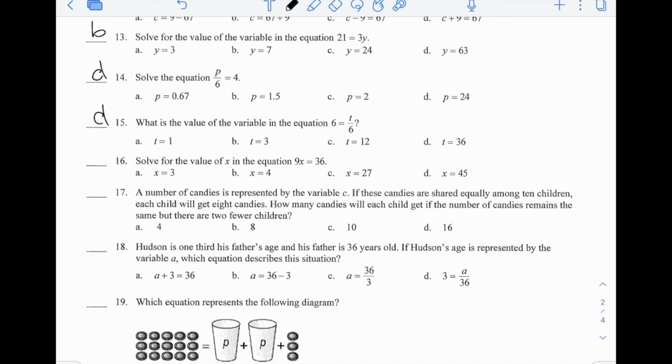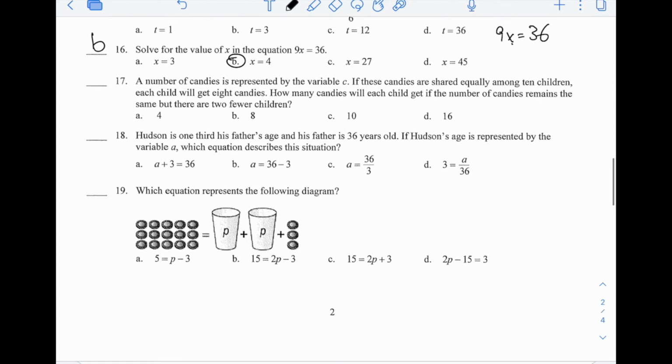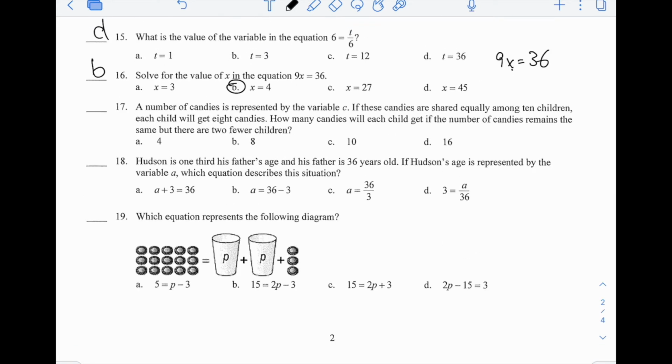Solve for lots of these one-step ones. 9 times something equals 36. If I don't want to solve, if I just know this one, 9 times 4. Okay, doing that one by inspection. B.